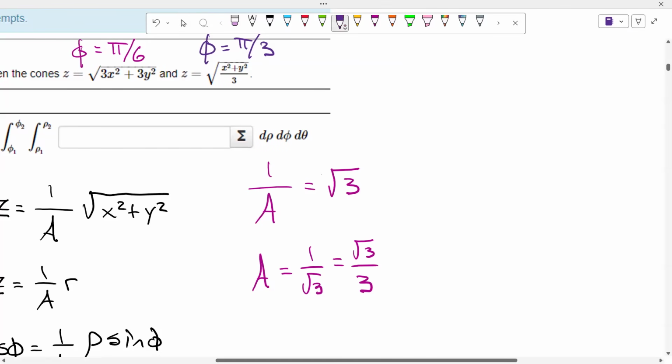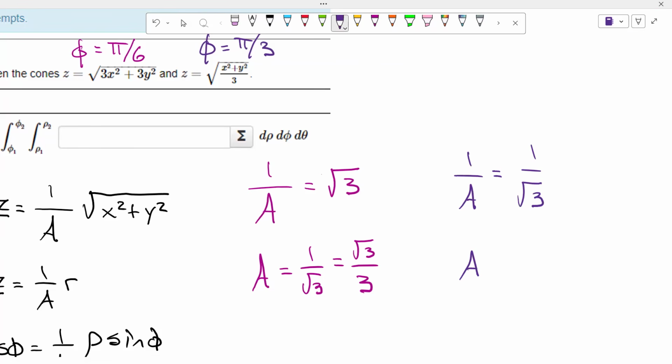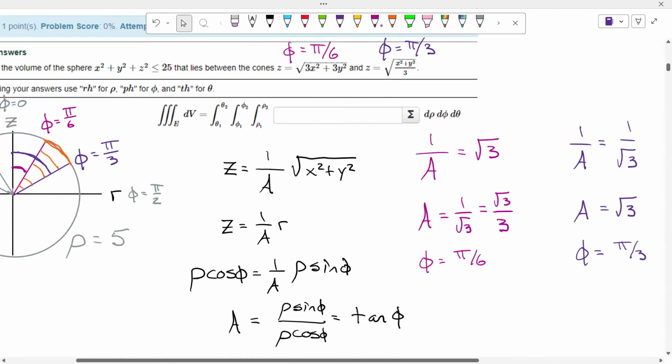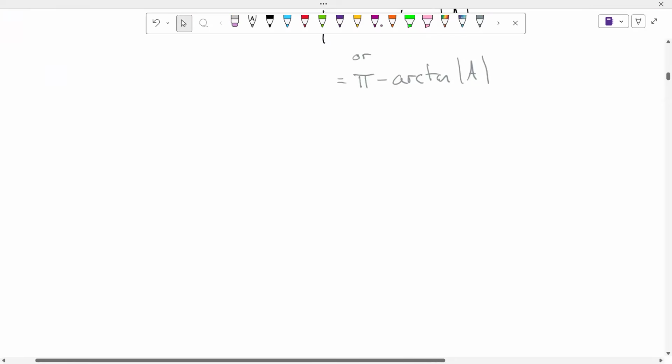And the other one, 1 over a, that one's 1 over the square root of 3. So a is just the square root of 3. Again, that's a tangent value we know from the unit circle, and square root 3 is the tangent value at pi over 3. All right, so we've got our bounds for phi, which I think was the hard one on this problem. Now we just have to put the rest of it together. So I'll move that down to here. I need a triple integral.